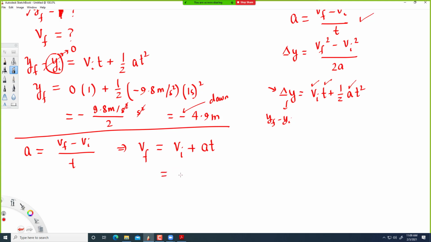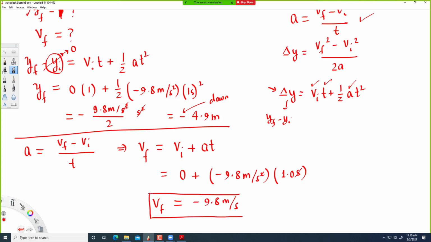So V initial is 0. Acceleration for downward motion or upward motion is always 9.8 meters per second squared. Time is 1 second. So that gives us negative 9.8 meters per second. Okay, second and this second cancel with one of the seconds here. So this negative sign implies that it's falling, okay, moving down. Okay, so that's number one.